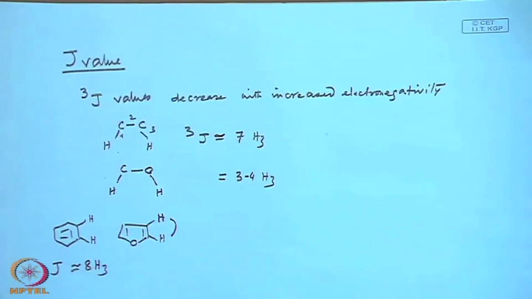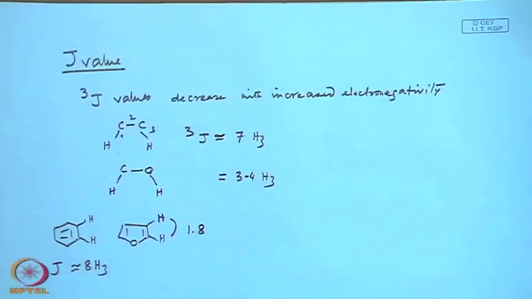You have an electronegative atom, and the angle and so on have also changed, but this value, I will give you this value, is 1.8, very small. That means you have an aromatic proton, and then you see a very small coupling constant. It is almost always likely to be a heterocyclic compound.